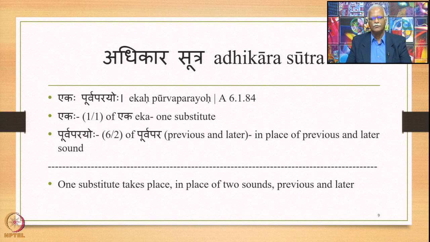Ekapurva Parayoho is an adhikara that governs the five instances of Dvisthanika Ekadesha. Panini, in his own grammar, has stated Iko Yanachi as well as Echo Yavayavaha and the other sutras of the Ayavayav Sandhi before this particular adhikara.